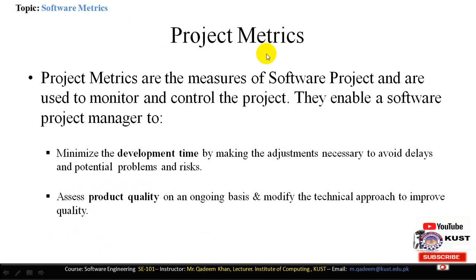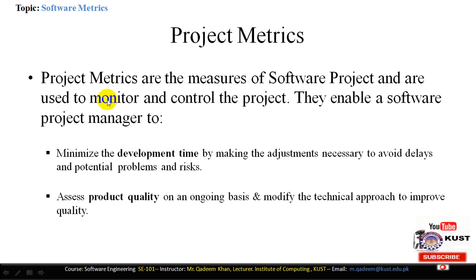Next one is the project metrics. Project metrics are the indicators obtained from the projects. Project metrics are the measure of the software project and are used to monitor and control the project. So here the project manager must control and monitor the project. Using this measurement, they in fact communicate with the projects. This way, they do their measurements, and these are called the project metrics.